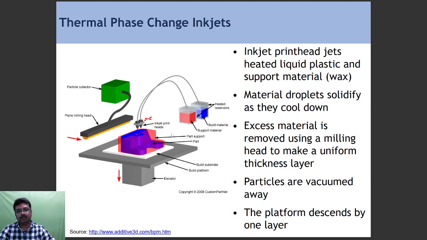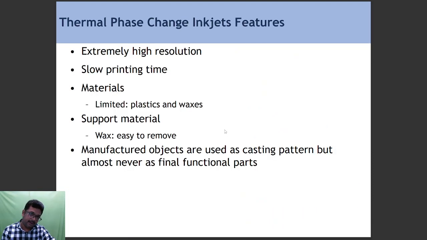So this is thermal phase changing inkjet, which also works on the same principle. The mandrel supplies some heat and the liquid material is converted into solid. One of the best features of thermal phase is that we can print extremely high resolution parts. Inkjet printers usually take more time, but with the same technology here the printing time is very low. The materials are limited to plastics and wax. We won't use metals, ceramics or other things here.